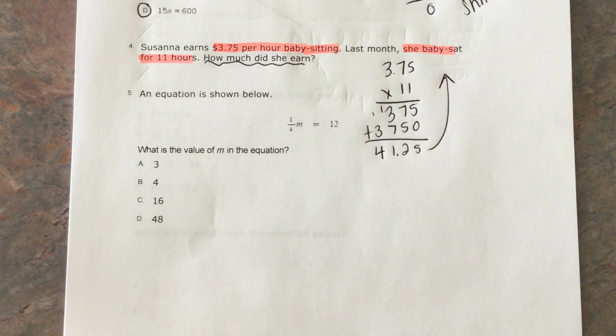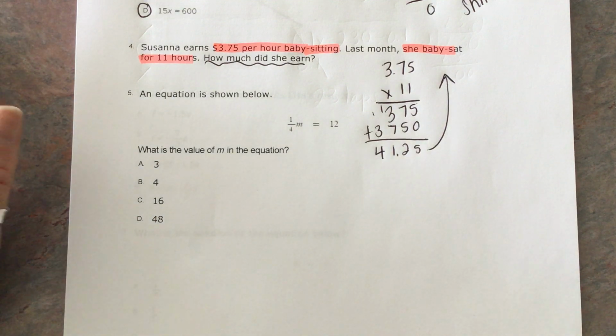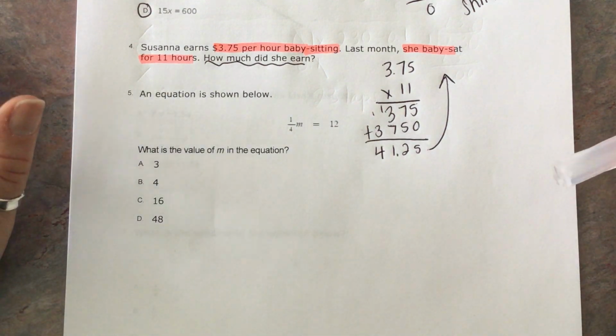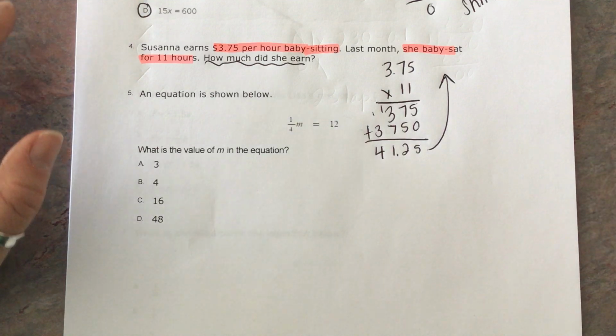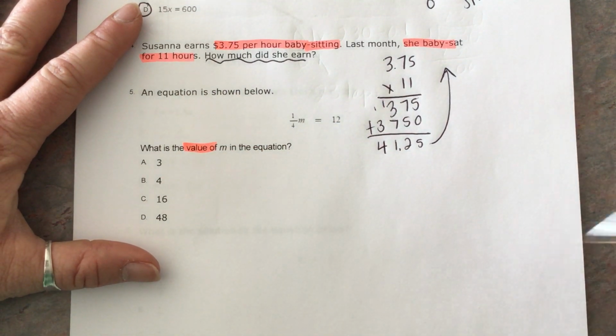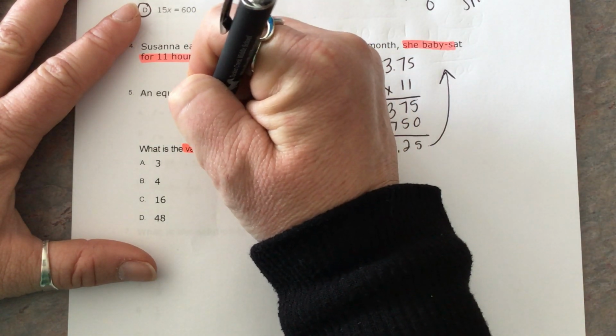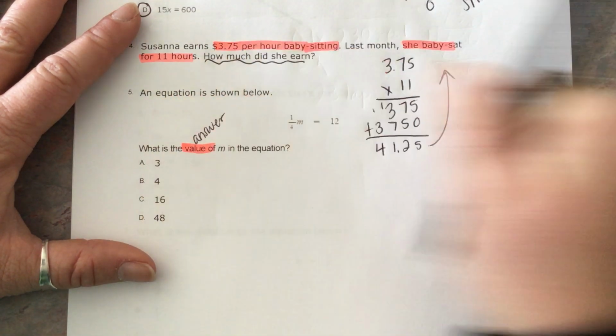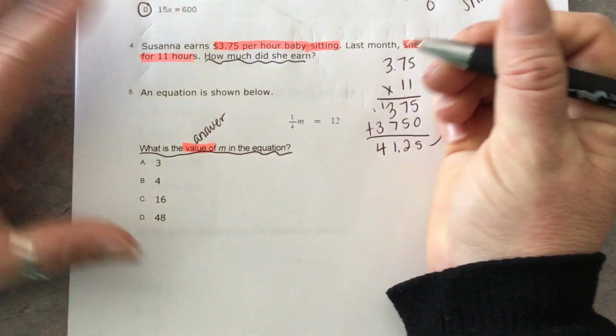All right, number 6, go to number 6. An equation is shown below: 1/4 m equals 12. What is the value of m in the equation? All right, so what's important in this question? Value means what? So what's the answer, like what are we going to put in there?